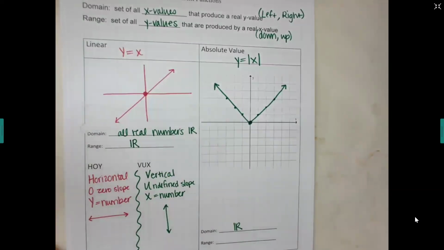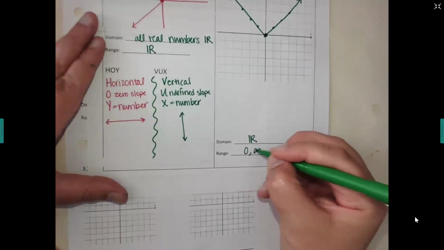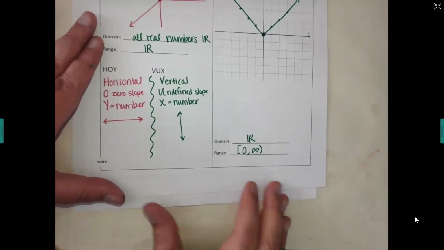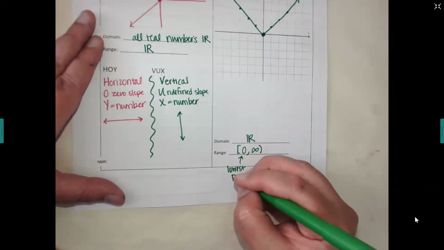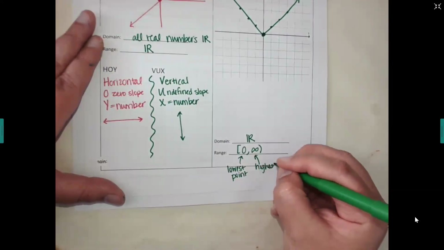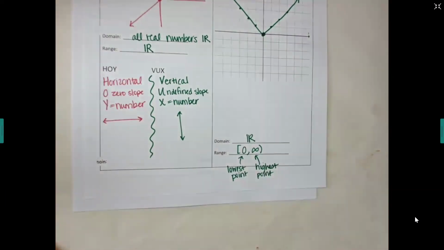However, for the V, that's not the case. I can go up forever, but I have a lowest point. How low does the V reach? What number? 0. Good. So your range would be 0 to infinity. Then I'm going to put here, this is the lowest point, and this would be the highest. But in this case, we're listing infinity because I don't have a true highest point that I can go to.